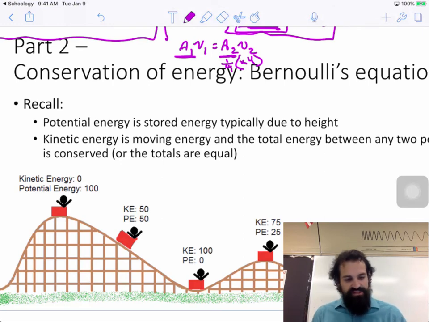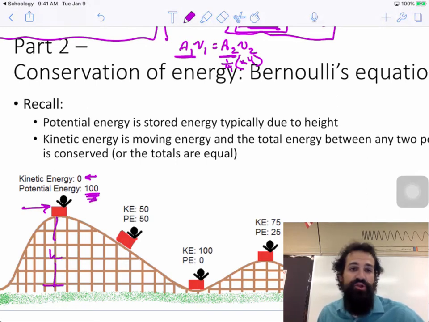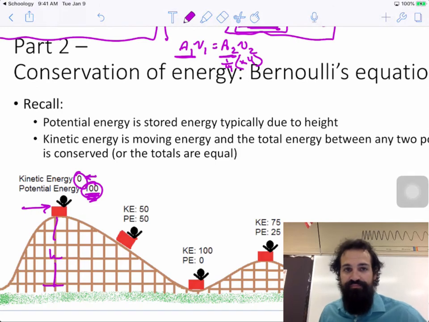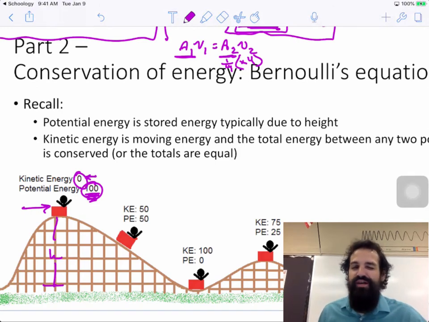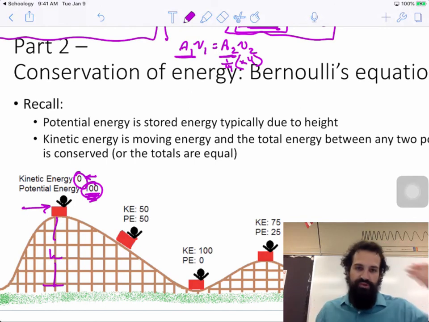So if we look at this example problem, this person is at the top of a roller coaster, and he's not moving at the top, so he has 0 kinetic energy. But he has a lot of height, so that means he has a lot of potential energy. So he has 100 joules of potential energy and 0 joules of kinetic energy. The key takeaway I need you guys to have is his total energy is 100 joules, and that total is just the kinetic plus potential.